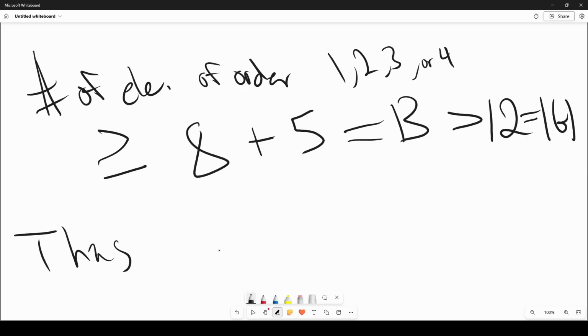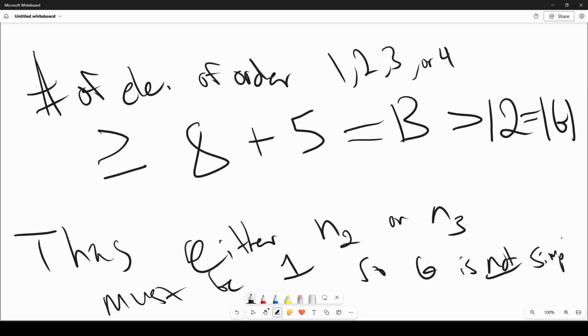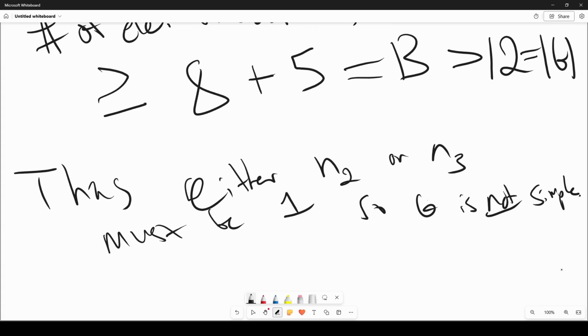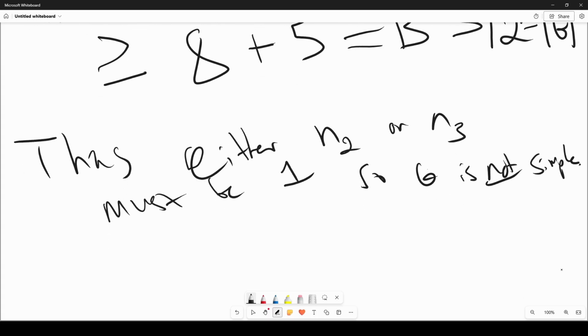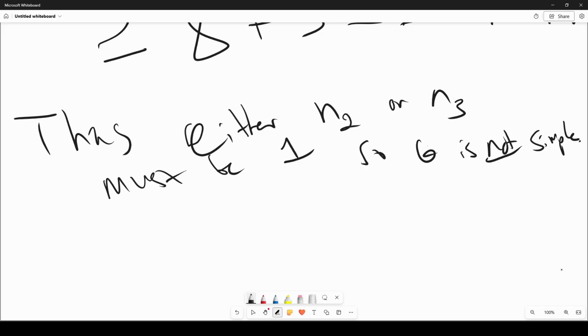Thus, we see that either n2 or n3 must be 1. So G is not simple. Great. So you'll see that this argument of proving by contradiction, by saying assume that none of them are 1, and then finding some contradiction in the total size of elements, is a great way of utilizing the Sylow theorems. Okay. So now let's move on to example 2.